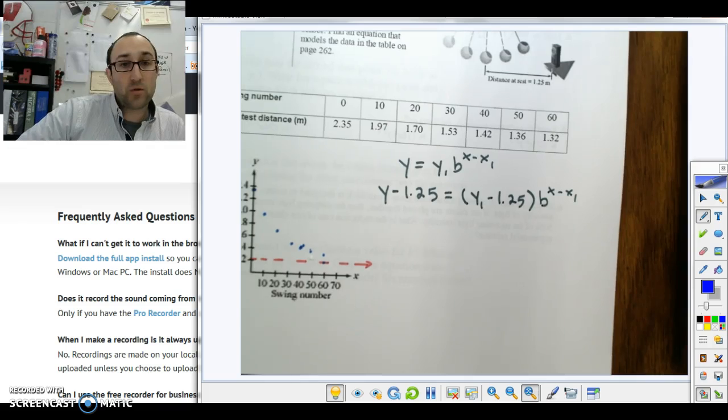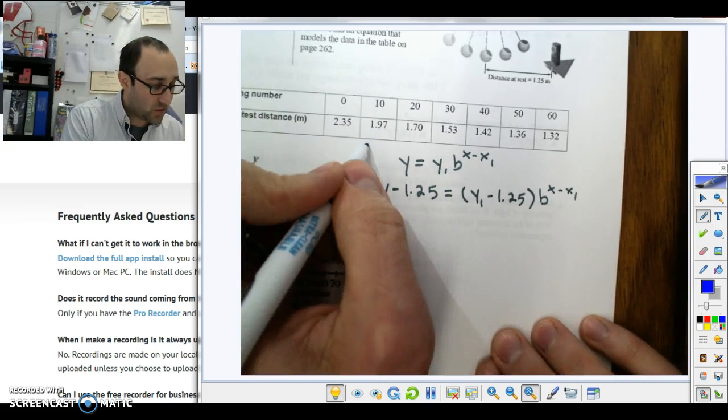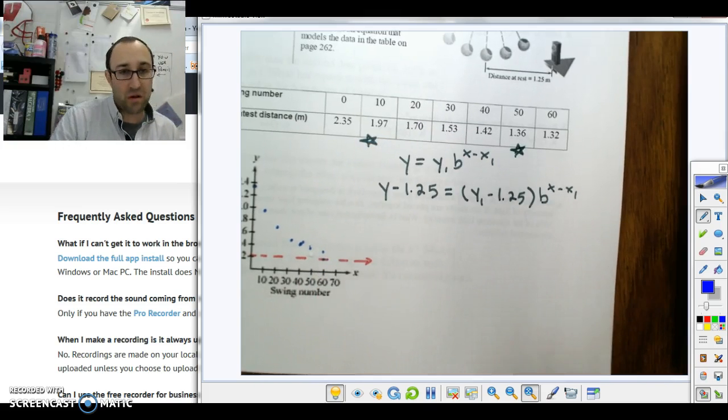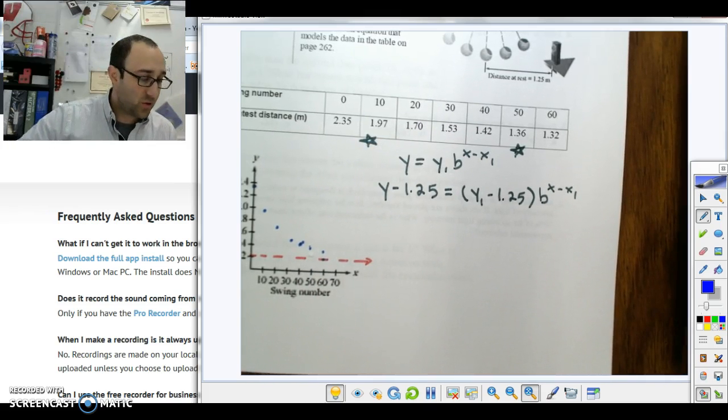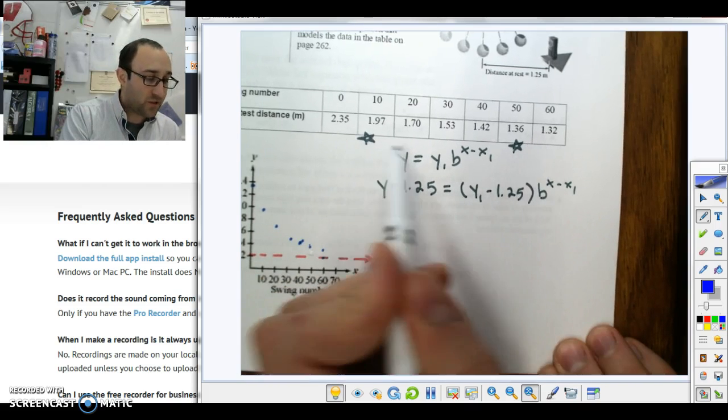Alright, so now let's choose 2 points. Let's not have them too close together because we might not get enough of a difference or change. So let's use 2 different points, let's use that one, and let's use this one. I just chose 2. It doesn't really matter which 2 you choose. You could use the first and the last. As long as they're not the first 2 or the last 2, just make them spread out a little bit.